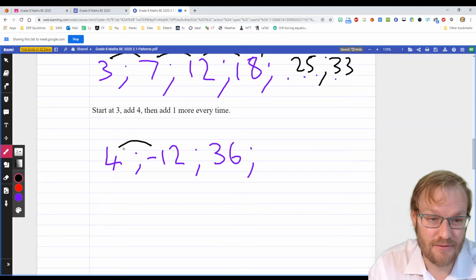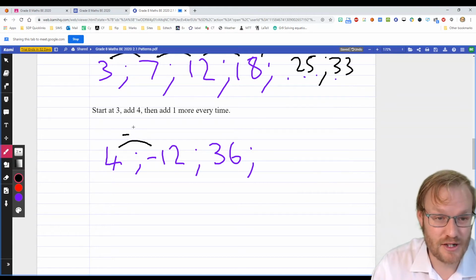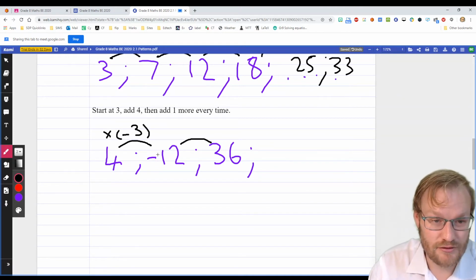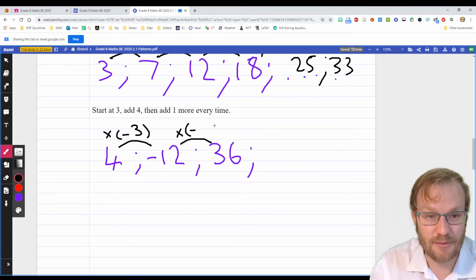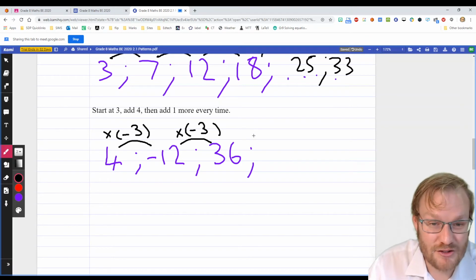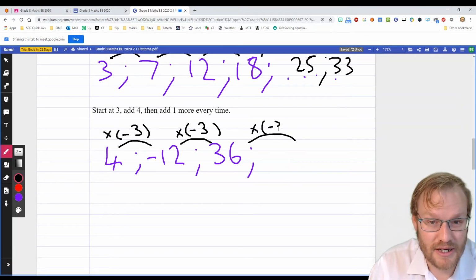So how do we get from 4 to negative 12? Well, it was a positive and we've got a negative, so it must be a negative. 4 times what gives you 12? Negative 3. So we've multiplied by negative 3. How do we get from negative 12 to 36? Well, from a negative to a positive, if we're multiplying, we must have multiplied by a negative. 12 times what gives us 36? Negative 3.